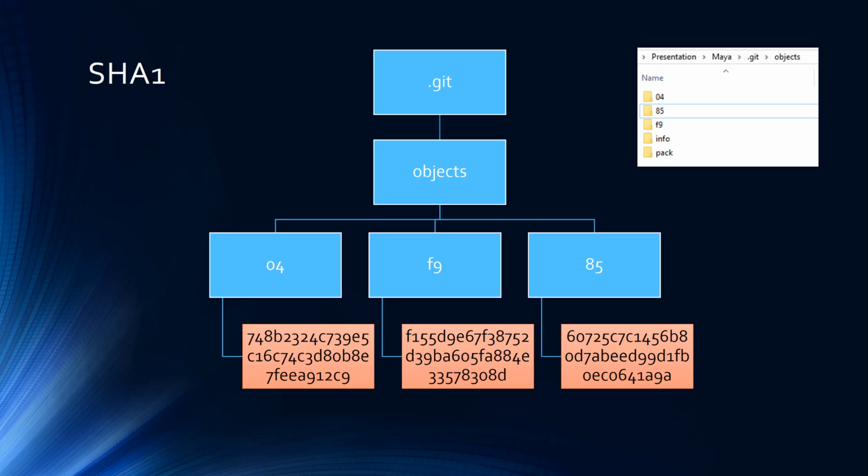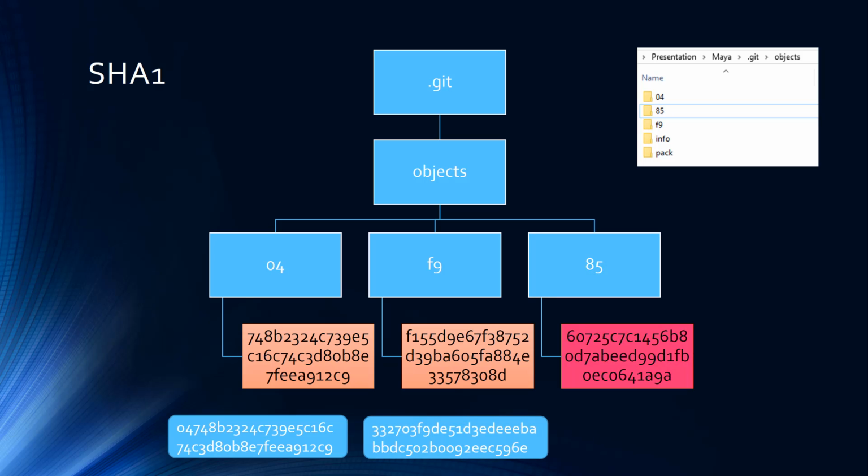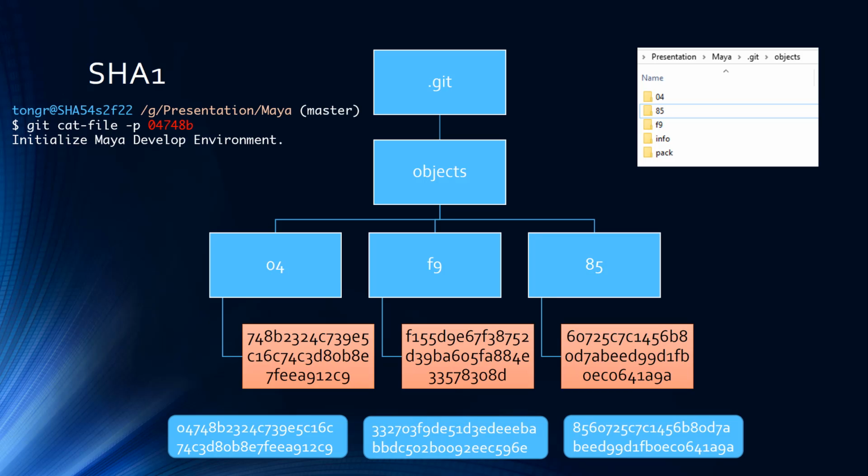Back to the SHA1 topic, we also find that the files are saved under a directory named by 2 hexadecimal digits, and the files themselves are named by 38 hexadecimal digits. Actually, the folder name and the file name put together is the real SHA1 code for the file. And that's why when we use the cat-file command, we send it the folder name plus file name as the parameter.